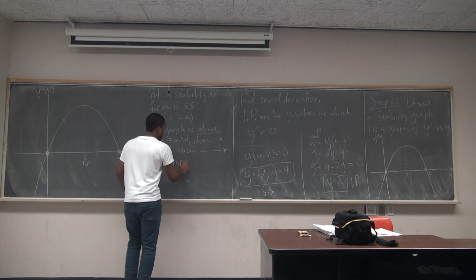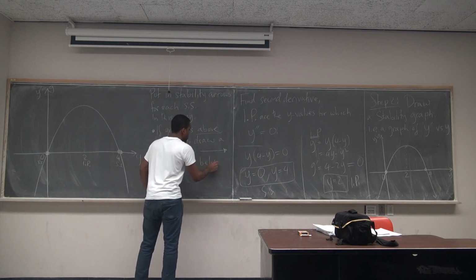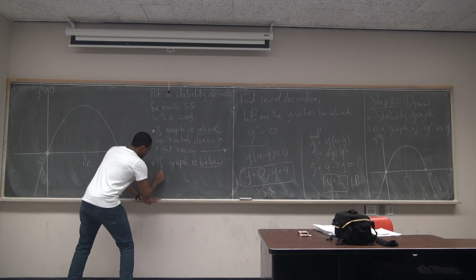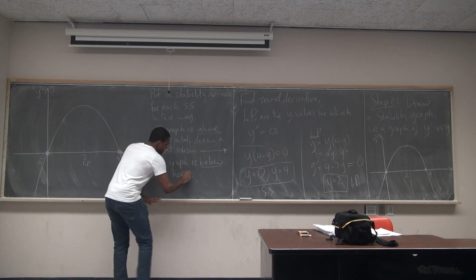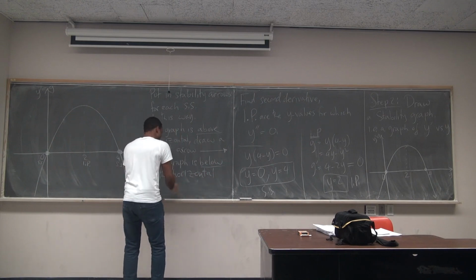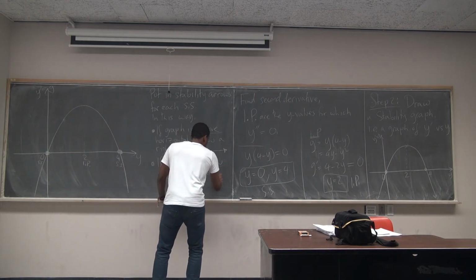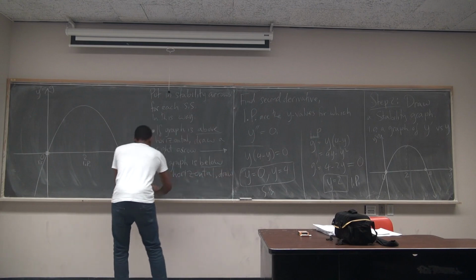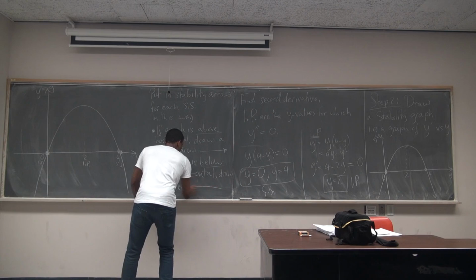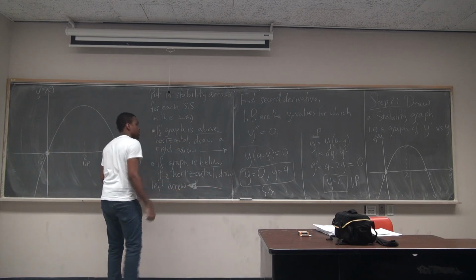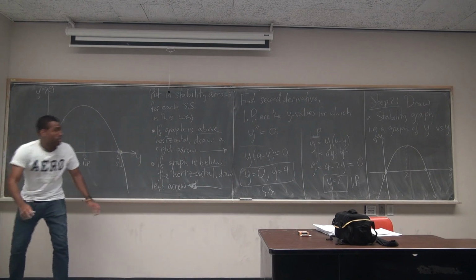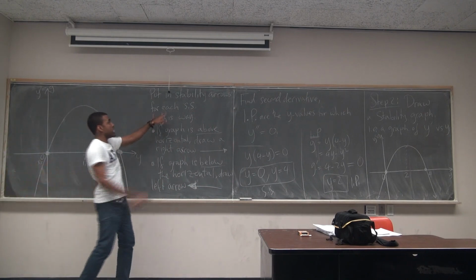If the graph is below the horizontal, draw a left arrow. So it's going clockwise now. Always to the left, right? So if your graph is below, draw it to the left. And you're doing this for each steady state.